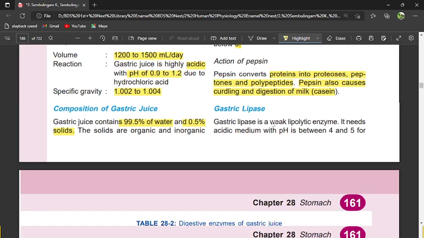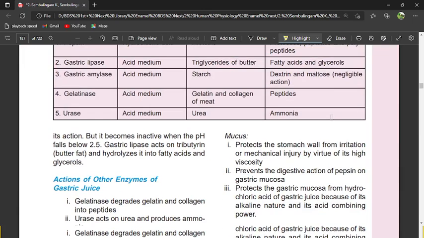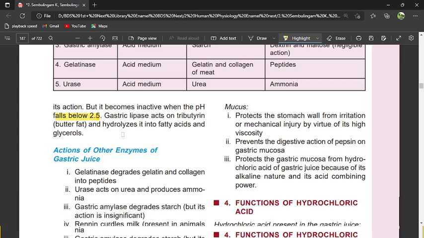Gastric lipase, it is a weak lipolytic enzyme. So lipid के digestion के लिए, acidic medium and its pH is 4.5. It inactivates when the pH falls below 2.5. The gastric lipase acts on the butter fat, hydrolyzing it into the fatty acids and also the glycerol.